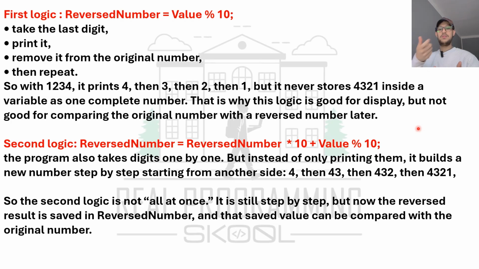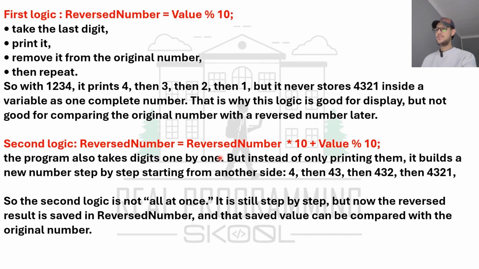The compiler prints it for us and deletes it, prints it for us and deletes it, reversing it for us, starting from the last number of the value, starting from the other side, but deleting it after printing, not storing it inside the variable called reverse number. That's the first logic, okay?